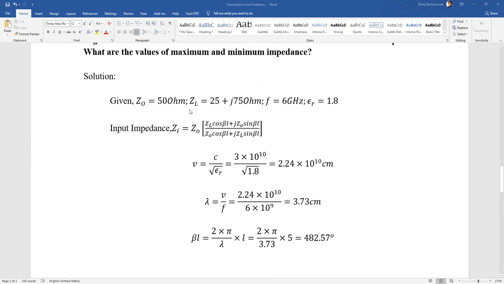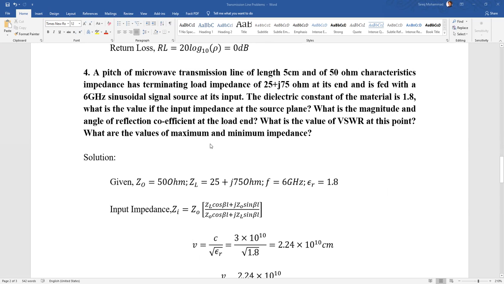Let's see. Given Z naught, okay, here let's read the question. A microstrip transmission line of length 5 cm and of 50 ohm characteristic impedance has a terminating load impedance of 25 plus j75 ohm at its end and is fed with a 6 GHz sinusoidal signal source at its input. The dielectric constant of the material is 1.8. What is the value of the input impedance at the source plane? What is the magnitude and angle of the reflection coefficient at the load end? What is the value of VSWR at this point? What are the values of maximum and minimum impedance? Okay.